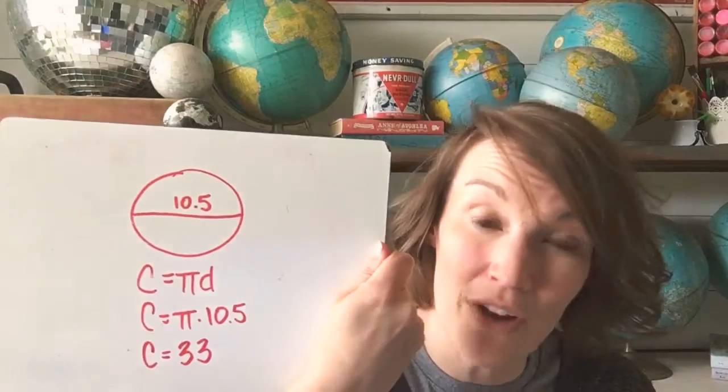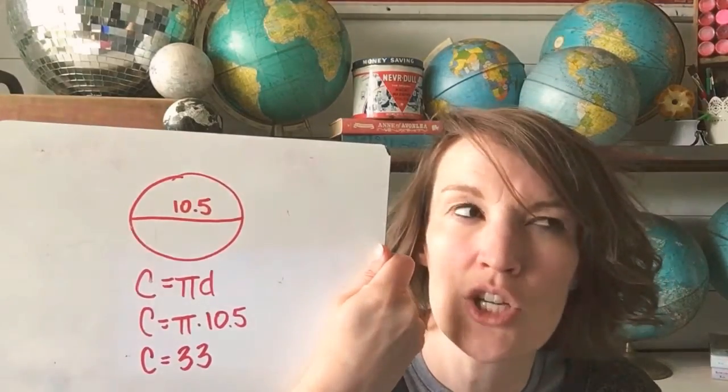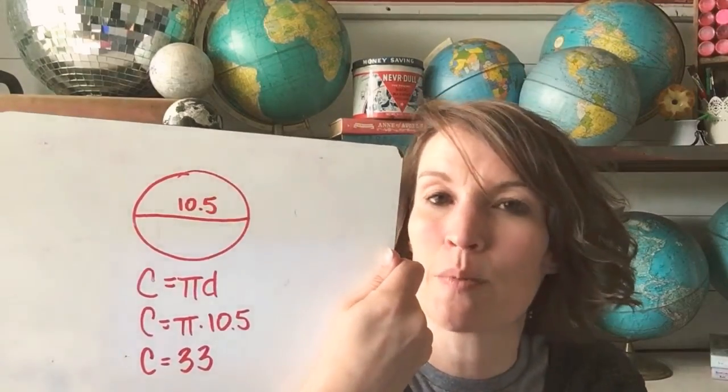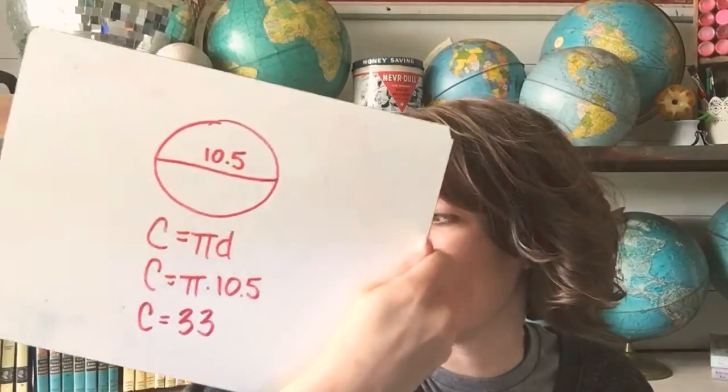33 inches. The book uses a different approximation for pi. They use 22/7 instead of 3.14. So that's why it's a nice, pretty 33. But if you get a decimal for that, that's fine.